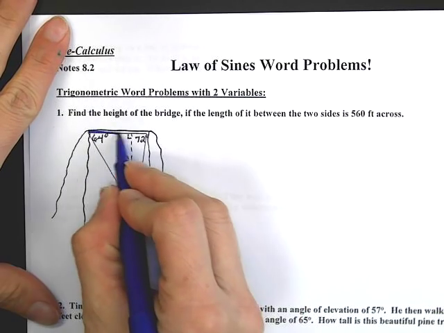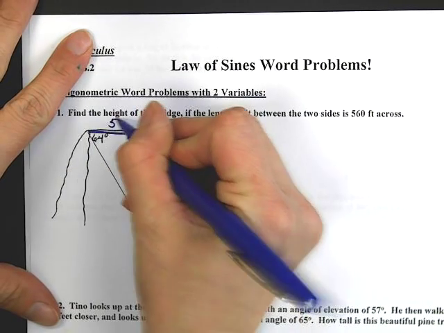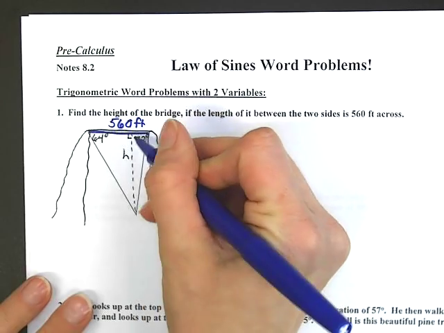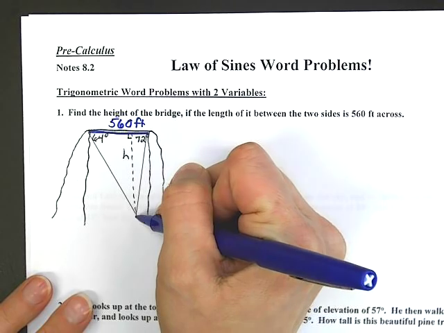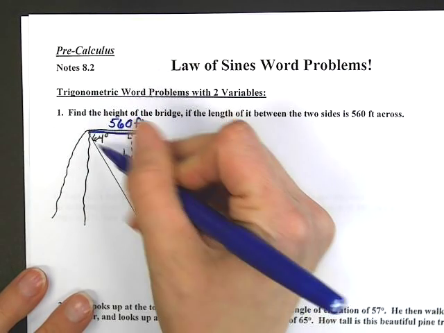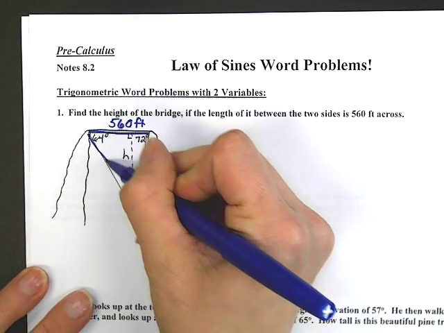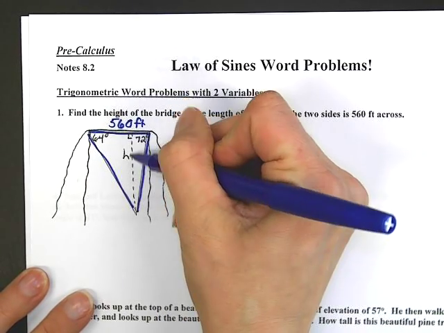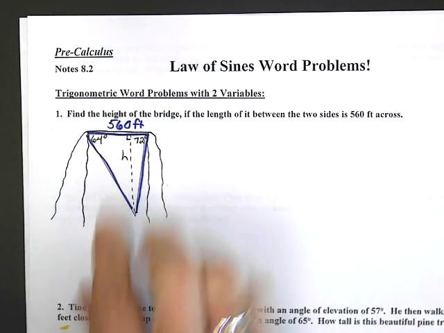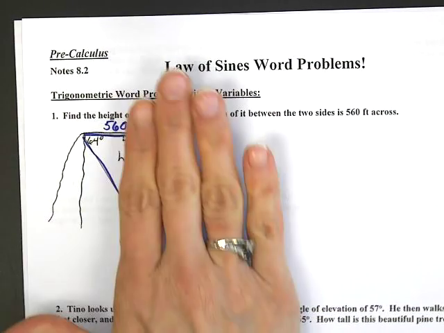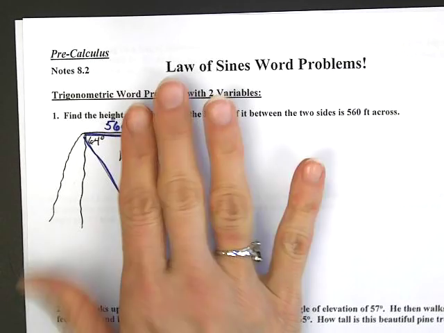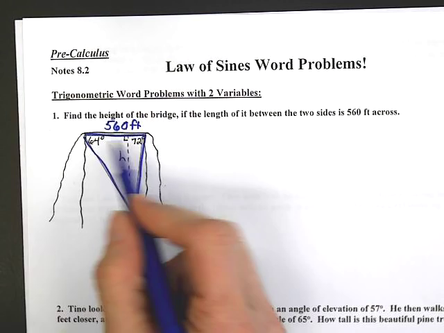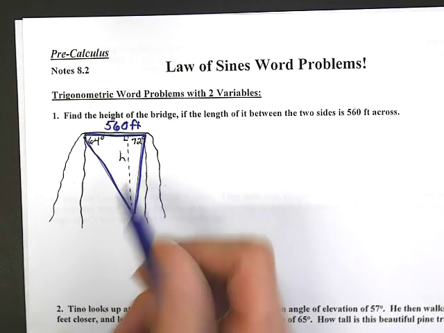Okay, so across is 560 feet. And what they want us to do is find the height. Okay, there is a triangle I notice here. And some people want to go ahead and draw that height, except I cannot take 560 and chop it in half. That clearly is not half. If these are different angles, then these are different sides.